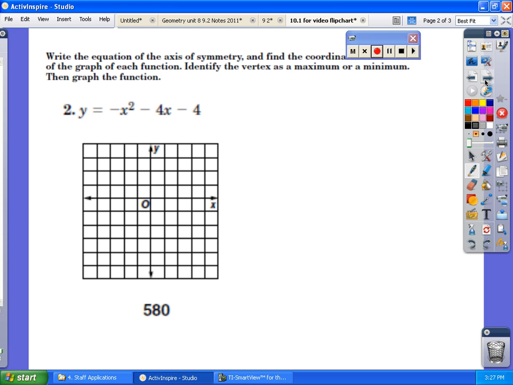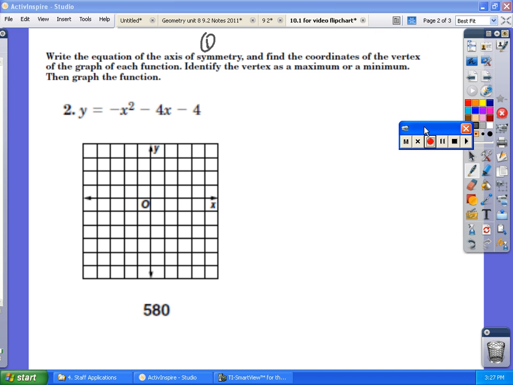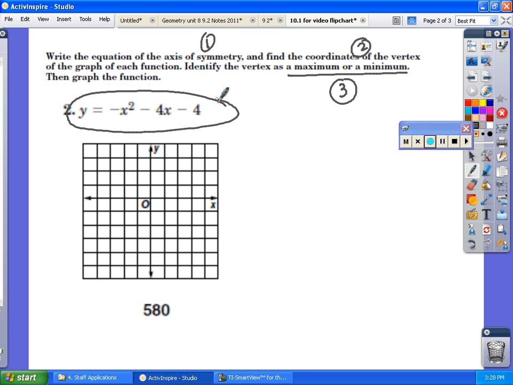Next question. Write the equation of the axis of symmetry. That's one question. Find the coordinates of the vertex. That's the second question. Graph each function, and then identify it as a maximum or minimum. So there's 3 things we have to do here. Actually 4 if you count graphing. So here is our equation right here. And I want you to do this one. We're going to do a little bit of it by hand and a little bit on the calculator.